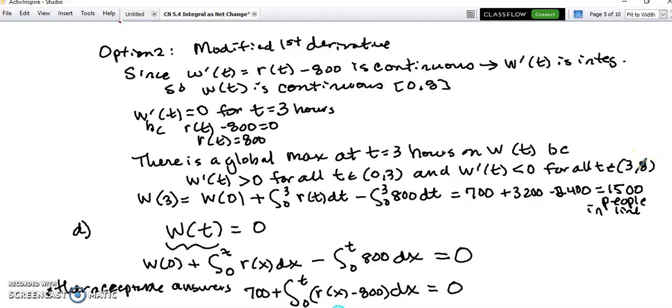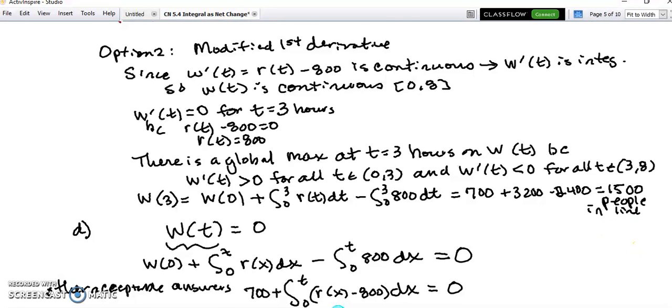and negative for everything from 3 to 8. So I know the endpoints can't be the max because I was at a smaller value, went up, and then I went down only. So there was no going up and down on that. So using the modified first derivative test, I can say that that's a global max at 3 also. And there's a lot less work because you didn't have to actually calculate the total area under that curve going out. You still had to calculate W of 3 because they asked for it, and where I am is where I was, plus who arrived minus who left. And then we calculate that just like we did above.